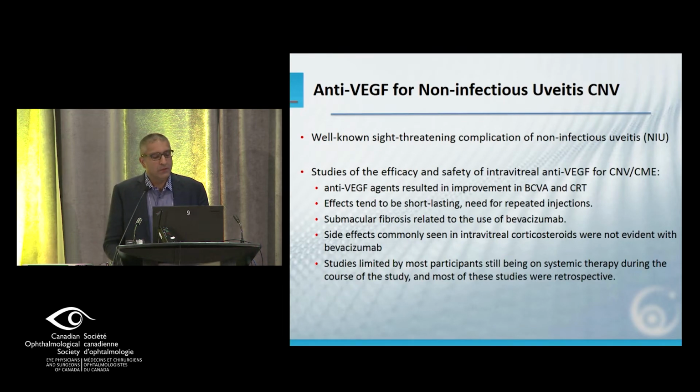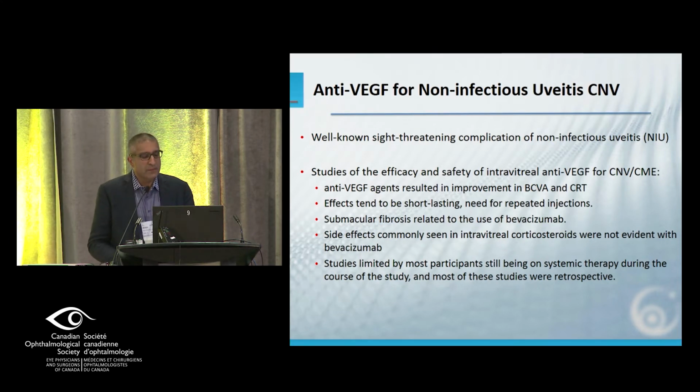So in terms of complications, we know that choroidal neovascularization is an important sight-threatening complication in uveitis. And studies have shown that anti-VEGF can reduce neovascularization. And the studies have demonstrated efficacy and also safety profiles. And many of these studies in uveitis are retrospective case studies that show the benefit of VEGF for choroidal vascularization secondary to uveitis. The effects of the VEGF agents tend to be short-lived, similar to our experiences in other diseases like AMD. And subretinal fibrosis occurs more commonly in these patients. And the side effect profile is more favorable than using intravitreal steroids.